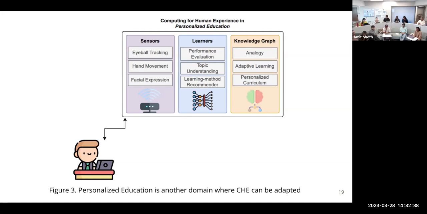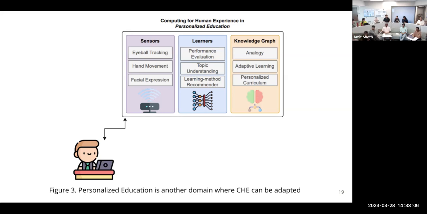So these are our sensory inputs that connect to our perception idea. We feed that into learners, and learners can be different models. They can do performance evaluation, and after doing the performance evaluation, the learners will be able to identify what topics the student is specifically having difficulty in understanding. And after doing so, they can recommend which learning method can be used for that particular student for that particular subject. So these can be some of our learning models.